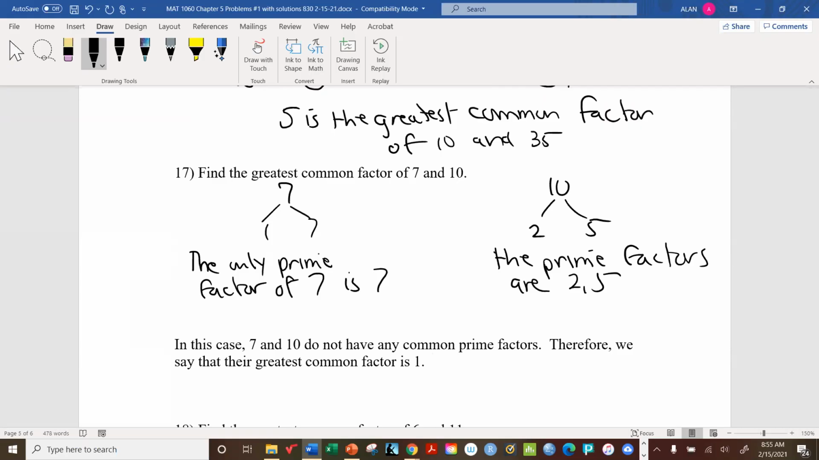And in addition to that, when this happens, we say that 7 and 10 are relatively prime, which is kind of an interesting idea. In other words, they're not necessarily prime numbers, but compared to each other, they are. It's not possible to find a common factor between them other than 1.